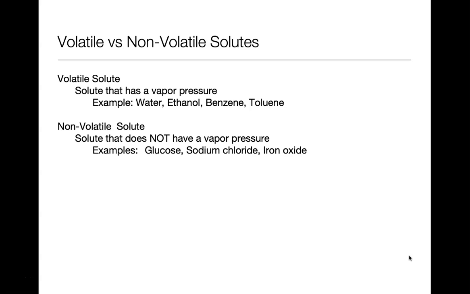When we're talking about solutes, the particles that are dissolved in a solvent, we have 2 different types, volatile and non-volatile. A volatile solute is a solute that has a vapor pressure. This would be something like water, ethanol, benzene, toluene. And then there are non-volatile solutes, which do not have a vapor pressure. This would be something like glucose, sodium chloride, iron oxide, so sugar, table salt, rust, things that don't have a vapor pressure.